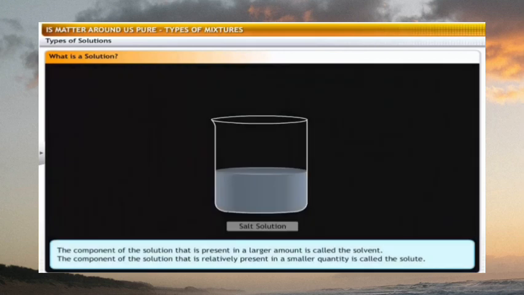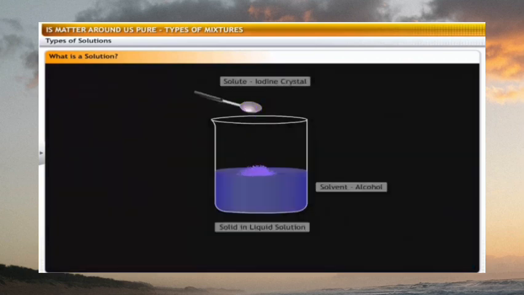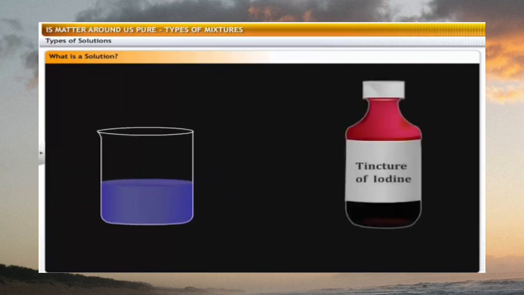A component of the solution that is present in a larger amount is called the solvent. A component of the solution that is relatively present in a smaller quantity is called the solute. A solution of iodine in alcohol is known as a tincture of iodine. The iodine is the solute and alcohol is the solvent. This is an example of a solid in a liquid solution.